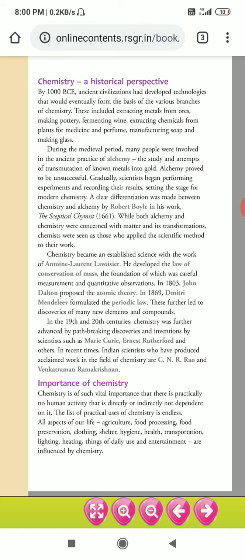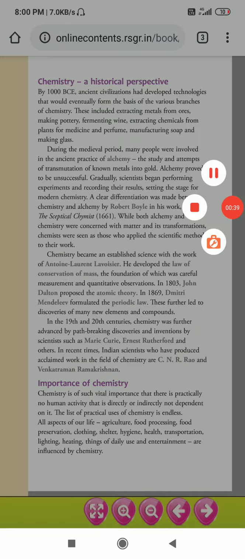In the previous class we studied chemistry and examples related to chemistry. In today's class we will discuss the history of chemistry. In ancient times also, people used chemistry in various ways, like extracting metals from ore, fermenting wine, and making pottery. So in many ways they used chemistry in their daily life. It will be more clear from these pictures.